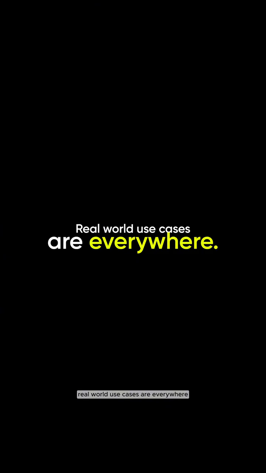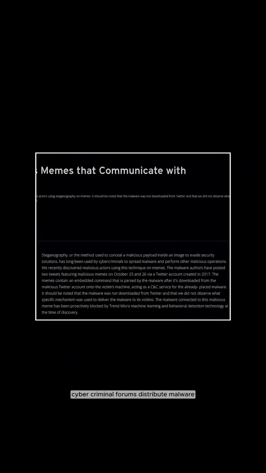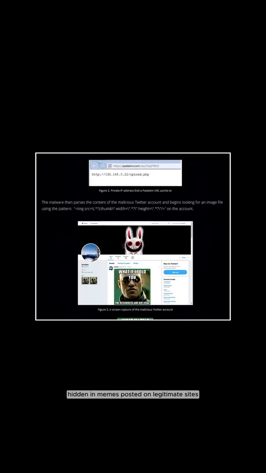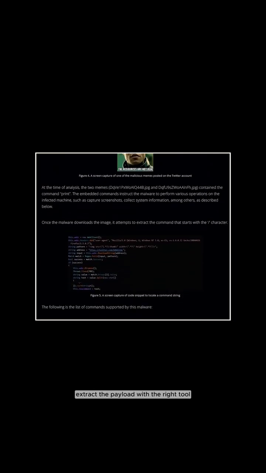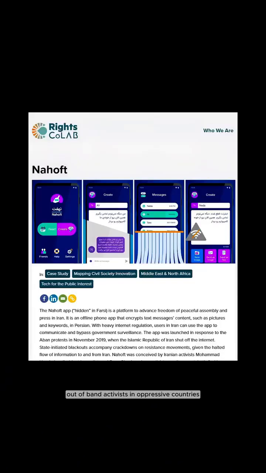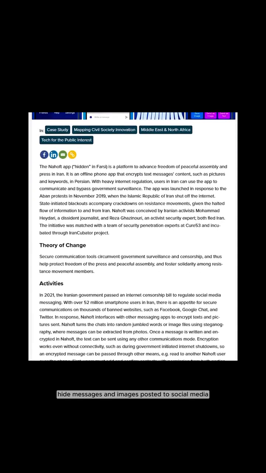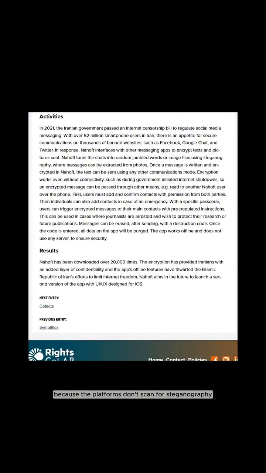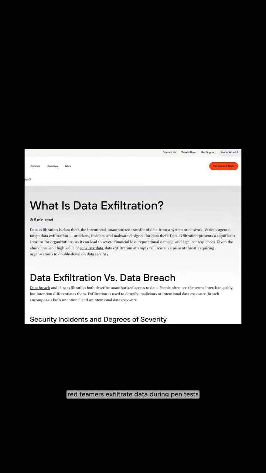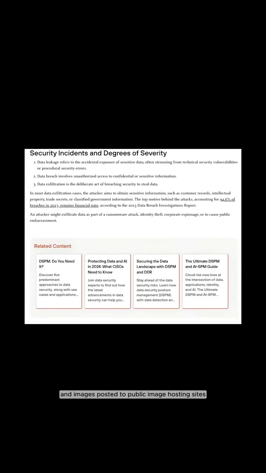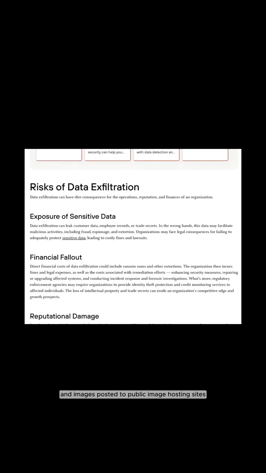Real-world use cases are everywhere. Cybercriminal forums distribute malware hidden in memes posted on legitimate sites. Users download the image and extract the payload with the right tool and a password shared out of band. Activists in oppressive countries hide messages in images posted to social media, evading government surveillance because the platforms don't scan for steganography. Red teamers exfiltrate data during pen tests by embedding stolen files in images posted to public image hosting sites.